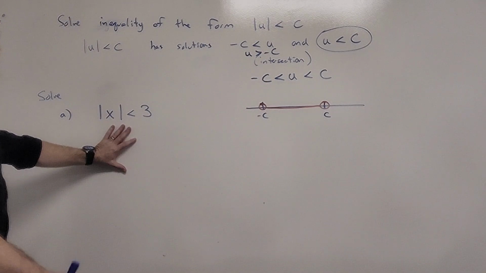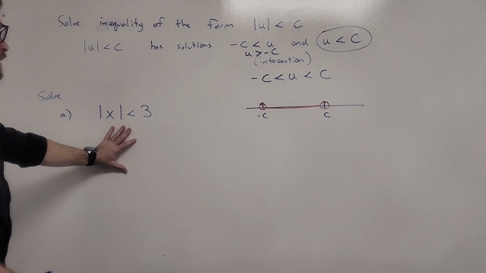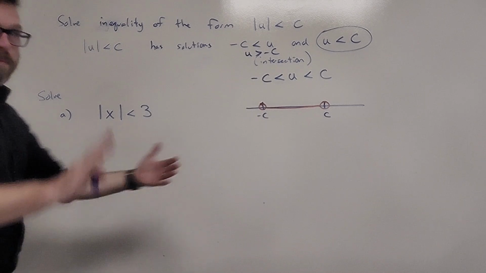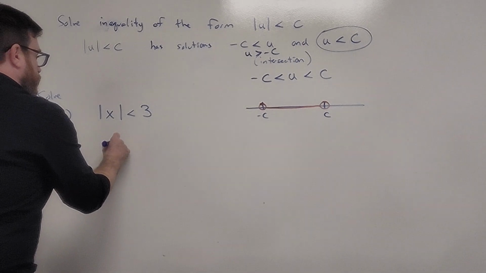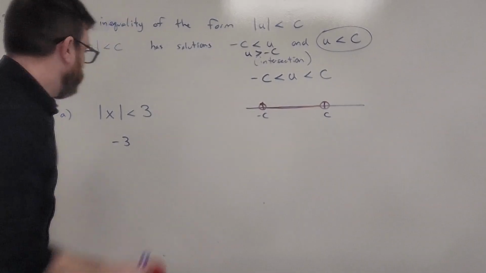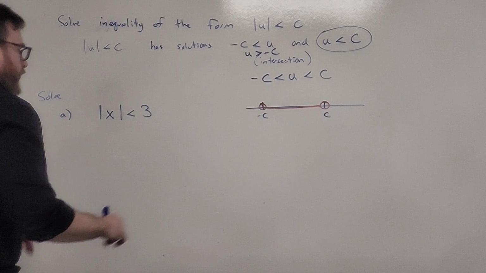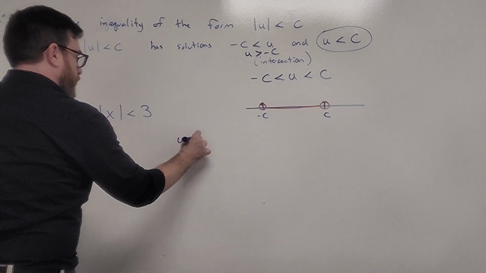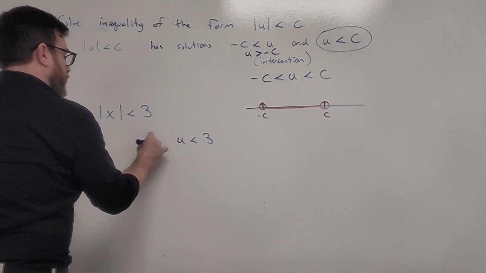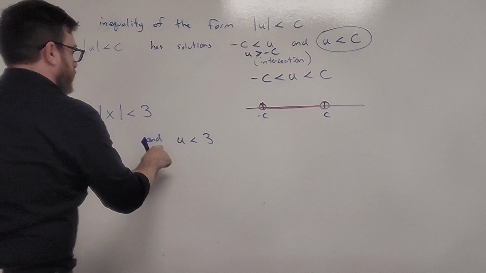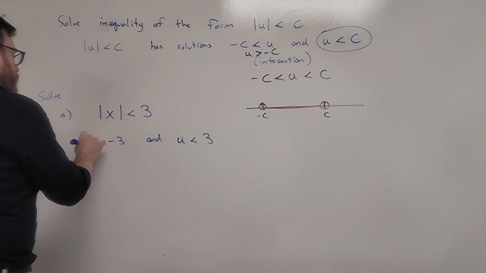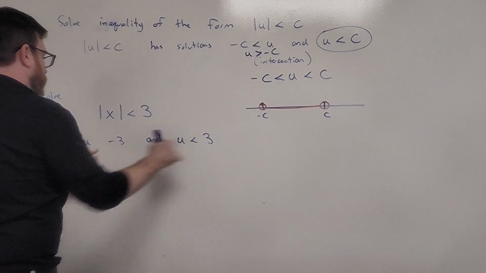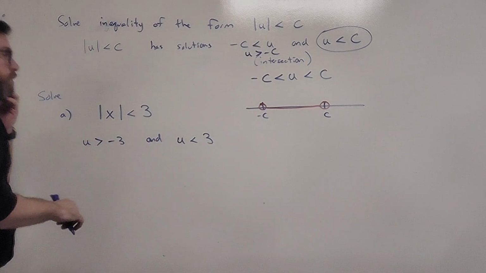So if I want to solve the absolute value of x is less than 3, what I know is that the solutions are going to be bounded between negative 3 and positive 3. Actually, let's do it the way I kind of explained it. We already know when you drop the absolute values, you're going to get u less than 3, and for the intersection, you're going to get the opposite. So you're going to get negative 3 for u as well, but you're going to have to change the direction of that sign, so it's going to be greater than negative 3.